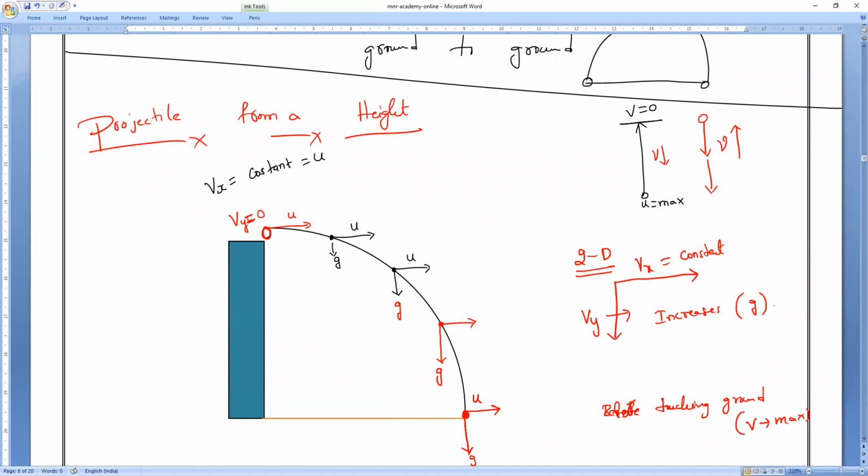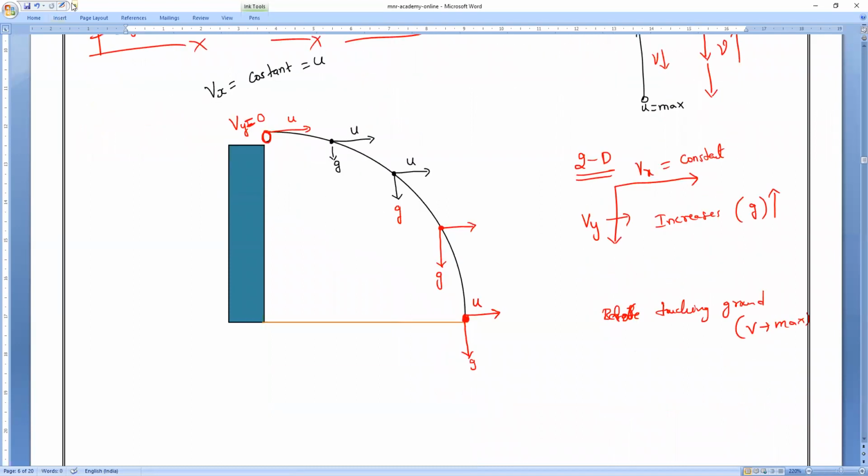Why? Because g is the acceleration due to gravity, it keeps on accelerating. The body is accelerating, so does the velocity increase or decrease? The velocity will keep increasing. That is the velocity in y direction, not g. So the velocity in y direction will keep on increasing. Before touching the ground, it has maximum velocity. Is it right or wrong? Everybody understood?